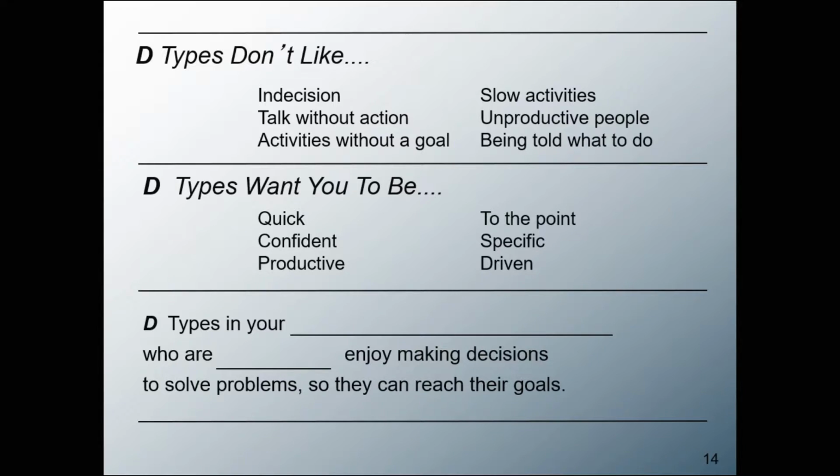So when you present an idea, a project, or a solution, they like you to be quick, to the point, specific, and driven to the goal, because it has to make sense and be productive. So in summary, in any organization, Type D personalities, who are dominant, direct, or directive, enjoy making decisions and solving problems that can bring the organization towards a goal, a vision, or some results.